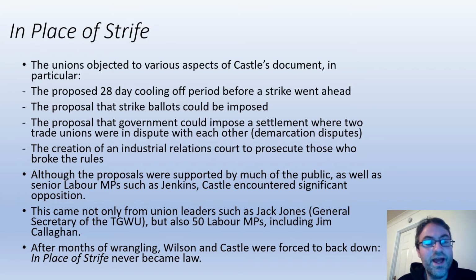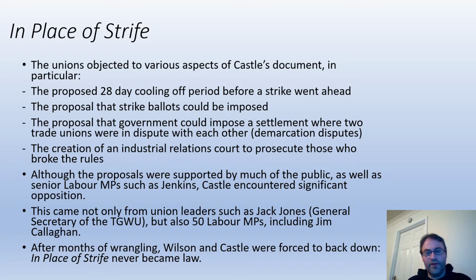The second issue is one of strike ballots. Now, Castle was worried about unofficial strikes, but what she was also worried about was union leaders taking a decision to go on strike, even if most ordinary members were against it or had no strong feelings. So In Place of Strife said there may be cases where the government will impose a strike ballot, will say, if you are planning to go on strike, then your members will have to vote on it. A ballot is simply a vote. And again, the unions say, no, this is wrong. This is trying to limit our power.